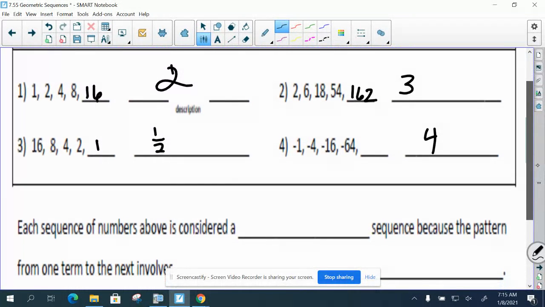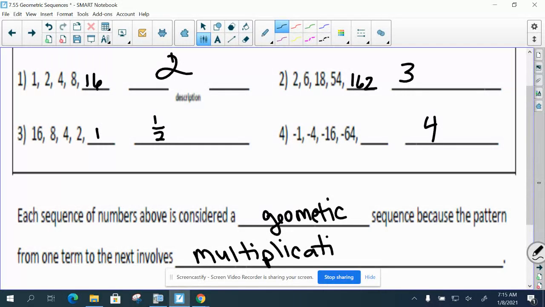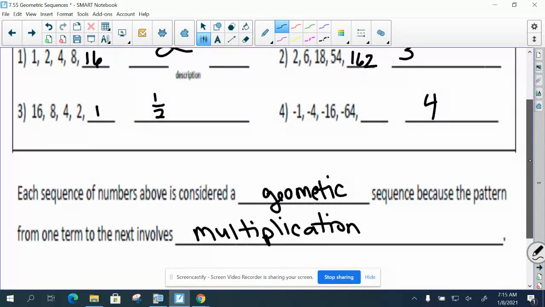Each sequence of numbers above is considered a geometric sequence because the pattern from one term to the next involves multiplication. And just a reminder that instead of dividing, we ask ourselves, what are we multiplying? If you're dividing by 2, you're multiplying by 1/2. If you're dividing by 10, you're multiplying by 1/10. It's just the reciprocal of that number.